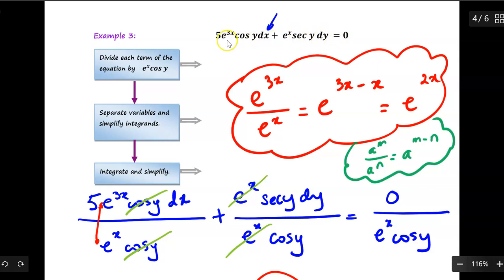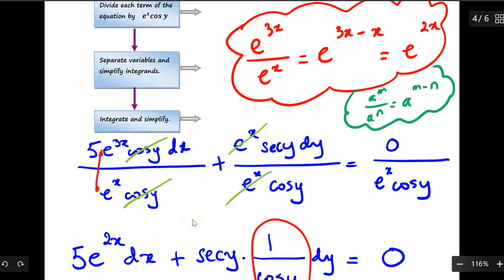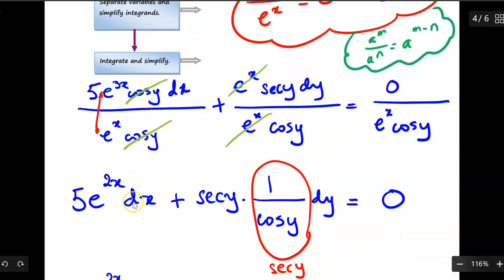So somehow you have to get rid of the cos y on this term, and you have to get rid of the e to the x on this term. So it's very simple. You divide each term by e to the x dx times cos of y. So when I divide and use algebra, I end up with 5 times e to the exponent 2x dx equals secant of y dy over cos of y.